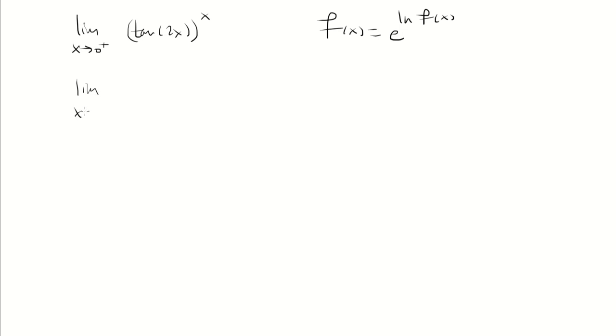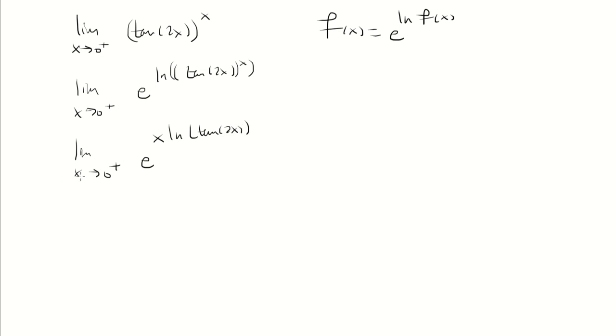Let's find the limit as x approaches 0 from the right of tangent 2x raised to the x power. For this one, if I have a function, I can also rewrite it as e to the natural log of that function. So I'm going to do that, and I'm going to take advantage of the power rule of logs. So I can bring down the exponent. So it'd be e to the x natural log of tangent 2x.